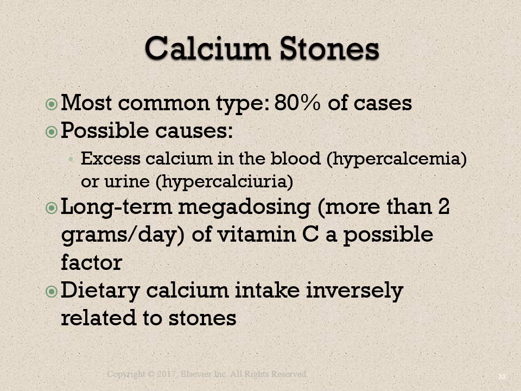The way that they can get this is long-term mega dosing. More than 2 grams per day of vitamin C is a possible factor. So our patients that take a lot of vitamin C, more than 2 grams per day, and dietary calcium intake inversely related to stones. How much calcium they're taking in can contribute to these calcium stones. Remember, calcium stones are our most common type of stone.